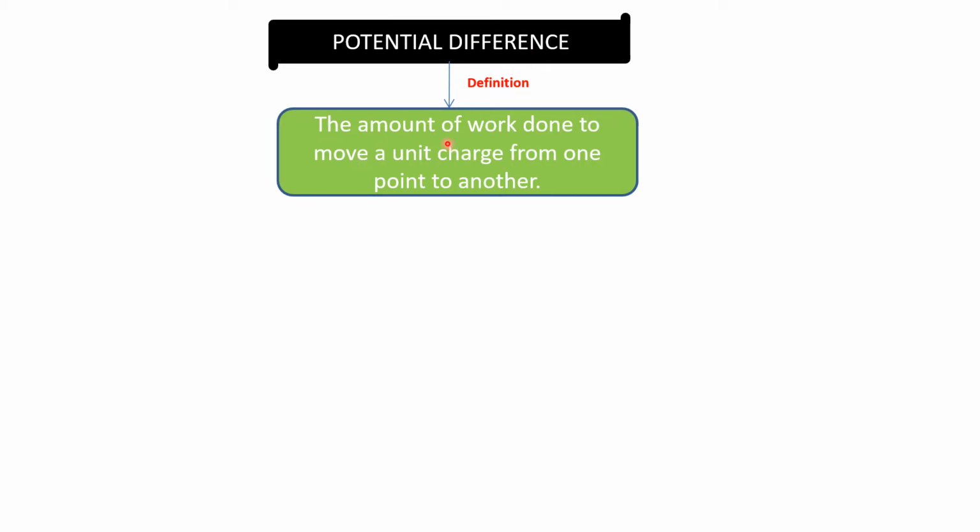Therefore we define it as the amount of work done to move a unit charge from one point to another. किसी भी चीज को मूव करने के लिए कुछ तो काम करना पड़ेगा ना. सो इधर भी काम होगा. That work would be done by the cell or the battery. सो वो कितना काम कर रहा है चार्ज को मूव करने के लिए, that is what is potential difference. But since here we are talking about difference, that means we are talking about 2 points. So the amount of work done to move a unit charge from one point to another is defined as potential difference. Okay, so formula क्या होगा?